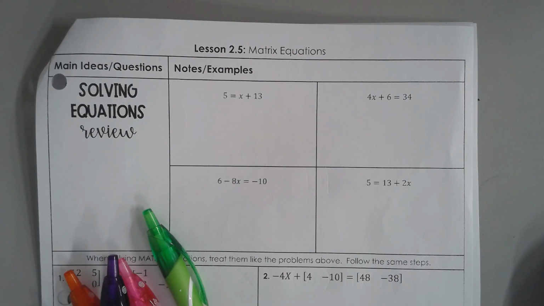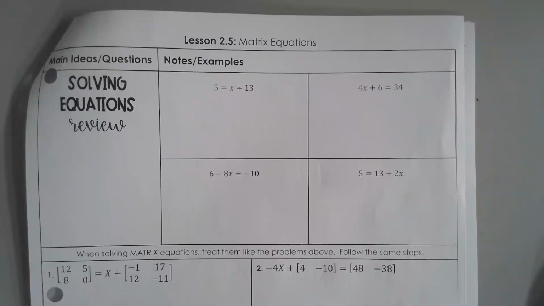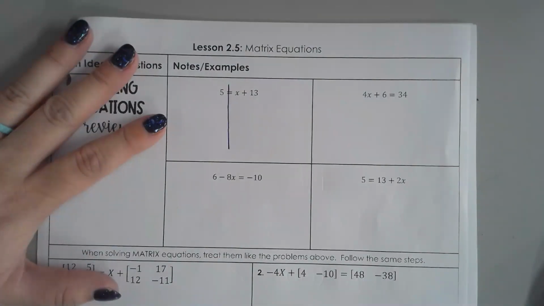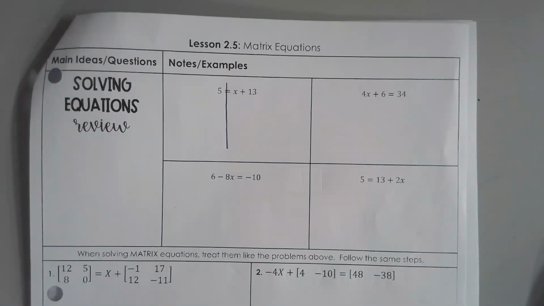Equations. There are 4 problems there at the top to review just 2-step equations. I want you to try those top 4 by yourself. So, solving 2-step equations. You probably learned to draw a line down the equal sign.